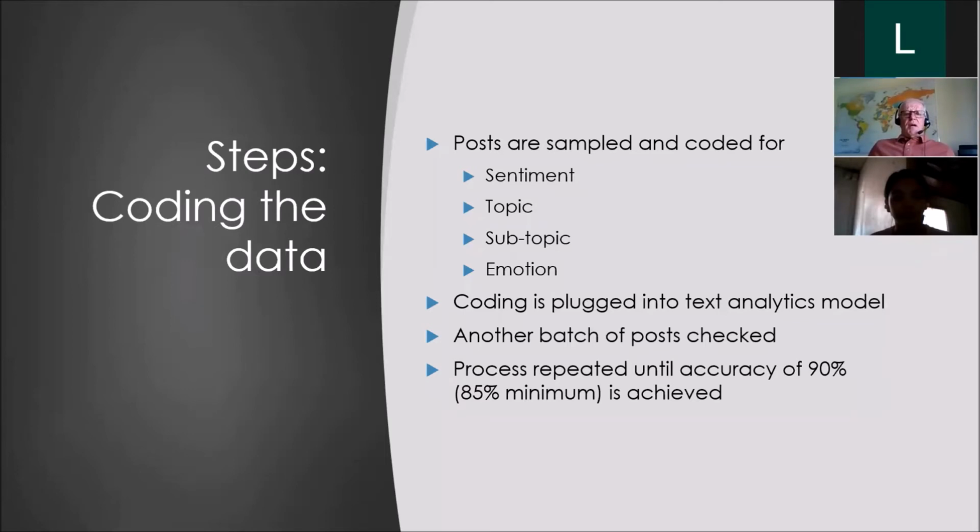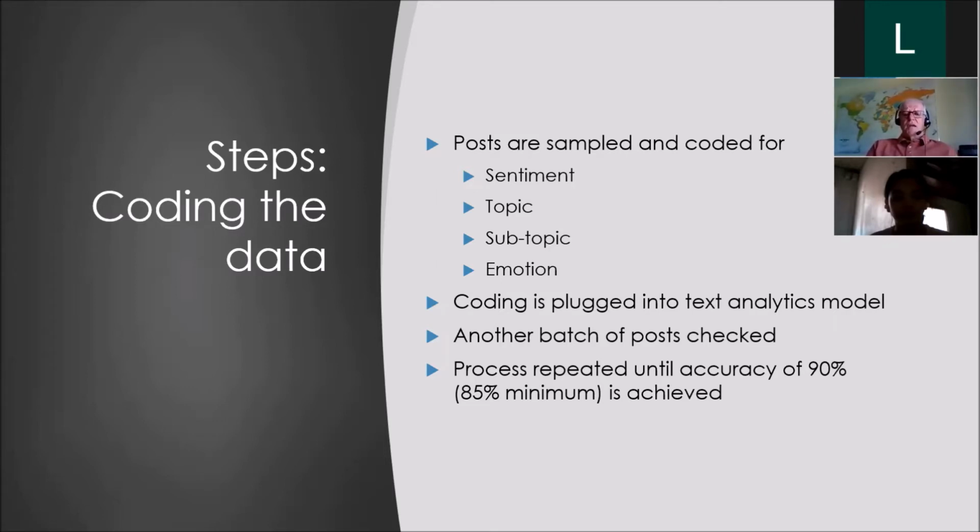The steps where we're coding the data are that we would sample data and we would code it for as many of these things as you wanted. You can only code for sentiment if you want to. I would always recommend coding for topic and probably subtopic. You may or may not decide to pay a little bit more to code for emotion, depending on what product area you're working in, and we can advise on that, obviously. We can certainly sample some posts to see whether that's worth doing as well. But they're the things that we can code for.